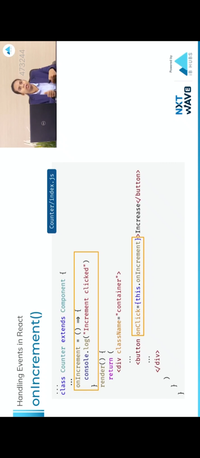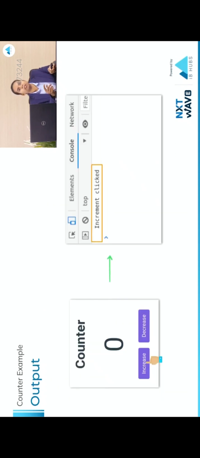Then finally, coming here, we have onClick equal to, within the curly braces, this.onIncrement. With this, we have appropriately created an event listener for the increase button. Now when you click on the increase button, in the console you'll be able to see increment clicked in this manner. Okay, so let's try this out.